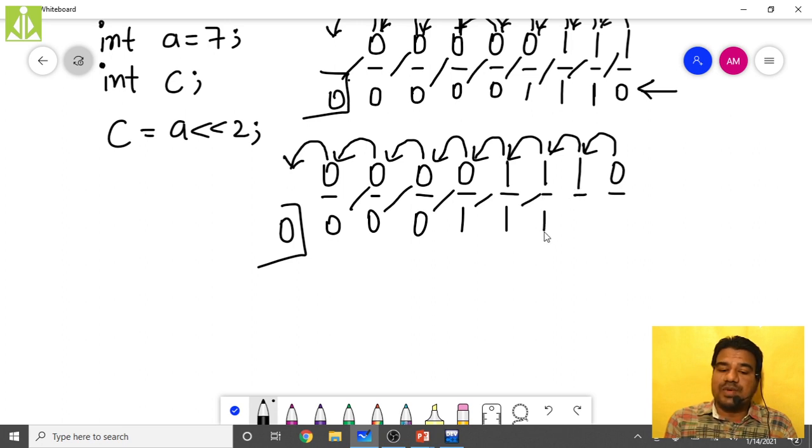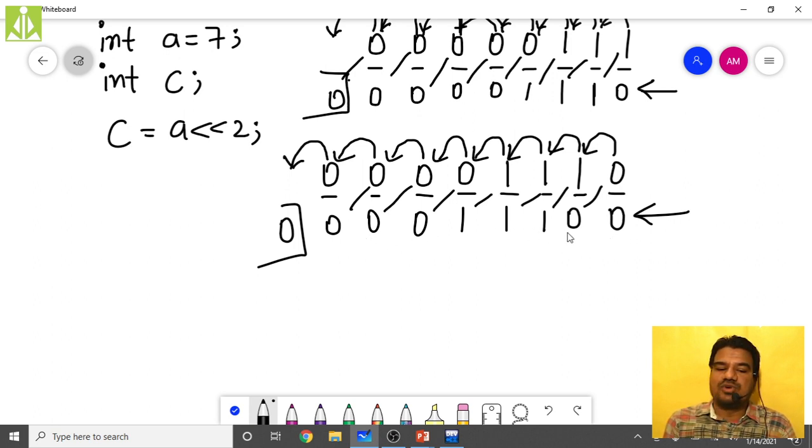Because the concept is very important, that's why I am taking this much time to explain this one. This 0 will come over here and another 0 will get added from nowhere. Another 0 will get added from nowhere because we are left with one place, and that place we are filling with 0 from nowhere. This is the rule.